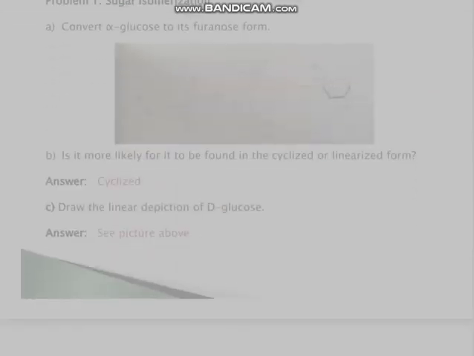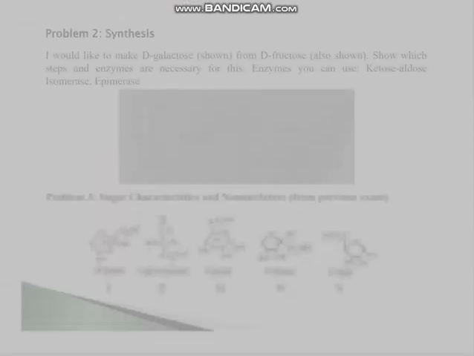Problem 1. Sugar isomerization. A. Convert alpha-glucose to its furanose form. B. Is it more likely for it to be found in the cyclized or linearized form? Answer: Cyclized. C. Draw the linear depiction of D-glucose. Answer: See picture above.